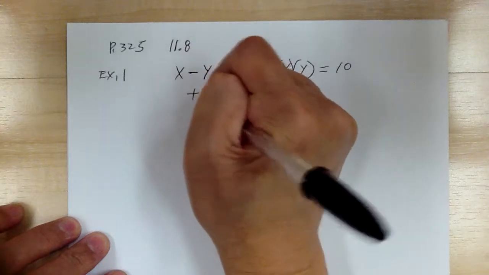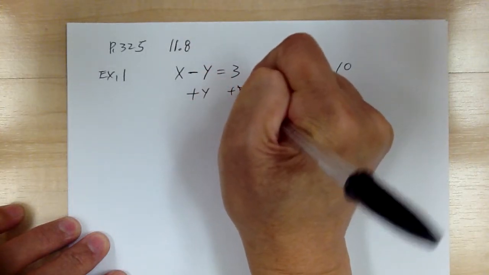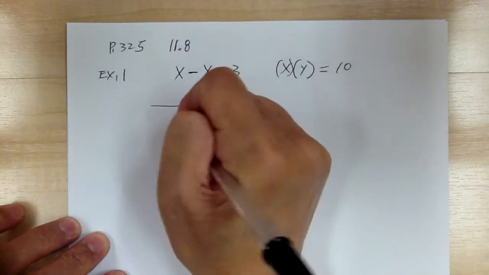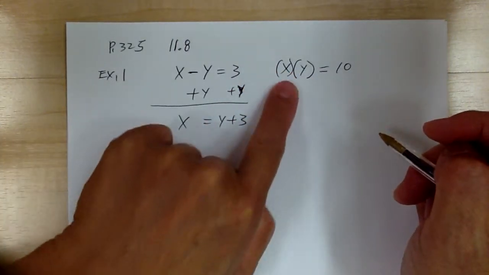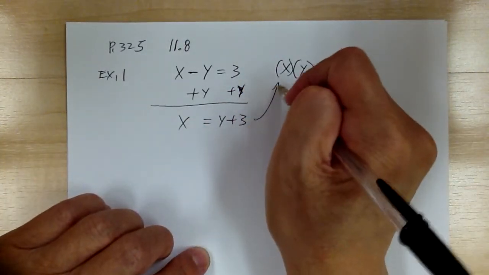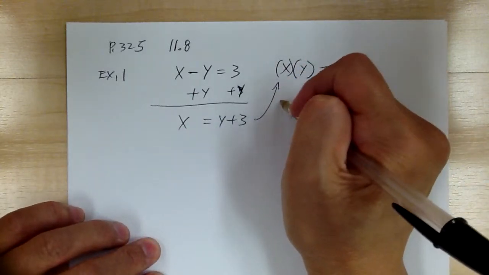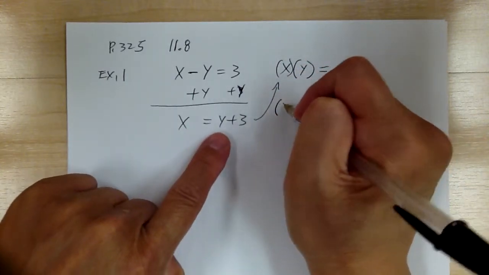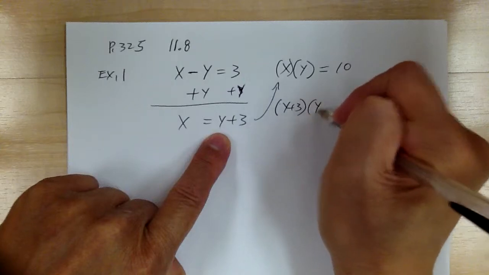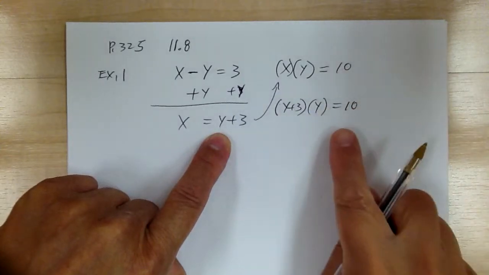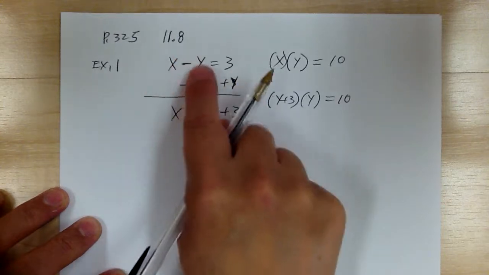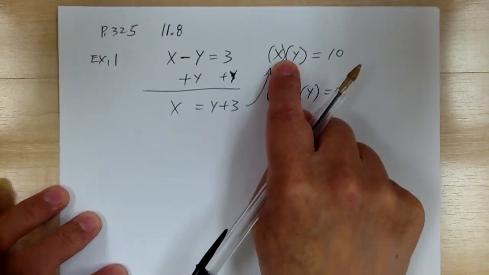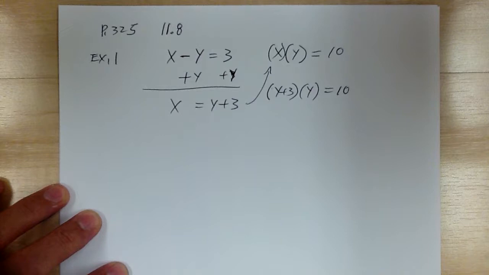So let's add y on both sides. You're going to get x equal to y plus 3. So now you can substitute this into here. Whatever you substitute, you put in parentheses, right? So you're going to get y plus 3 times y equal to 10. Again, you have to solve for one of the variables and substitute. And we cover this in chapter 14.